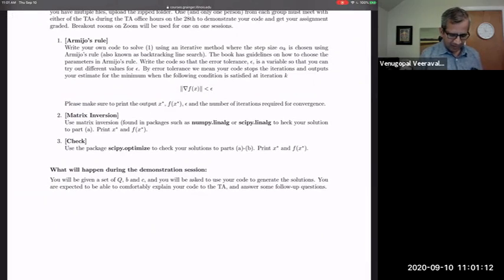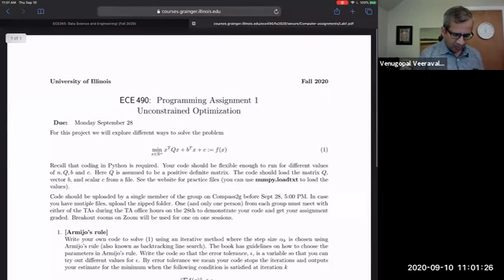And then there's also a standard package in Python that you can use on the same problem and verify that you're getting similar results. So that's the computer assignment. It's due between homework 2 and homework 3. Homework 2 will be due on September 22nd, homework 3 on September 29th. The computer assignment will be due on Monday, September 28th. The way it'll be due is that you need to just upload your code.